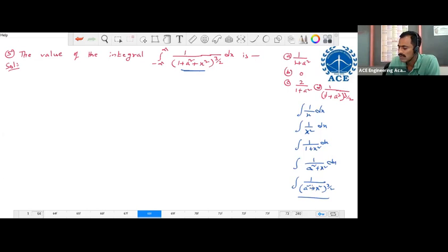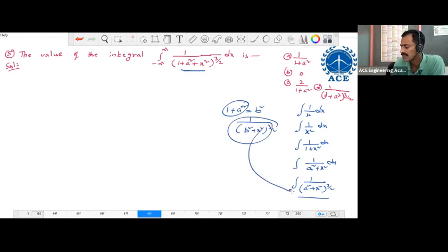This given integral is in this form. Not only a square plus x square, here we have one more constant, 1 plus a square. 1 is a constant, a square is a constant, so we can write 1 plus a square as some constant b square. So the function will be 1 by (b square plus x square) power 3 by 2.